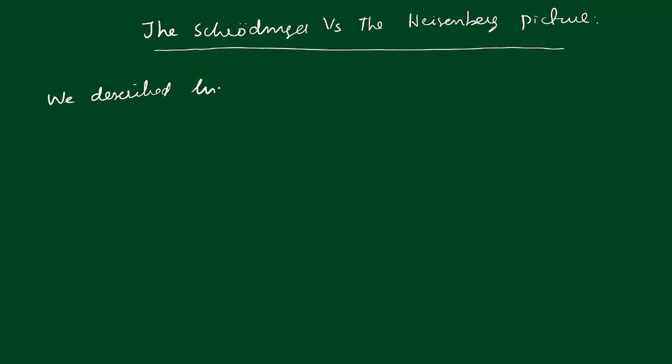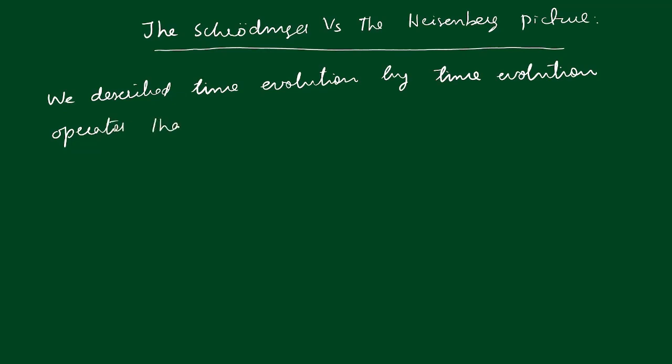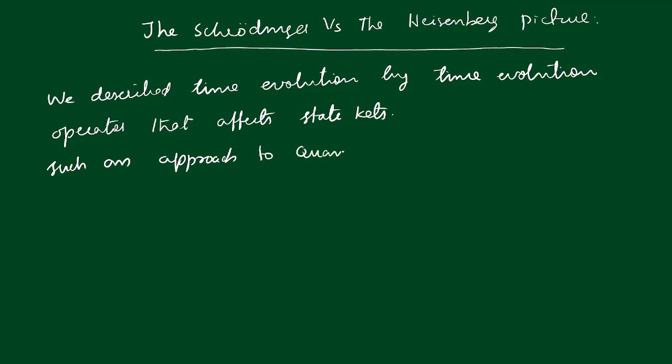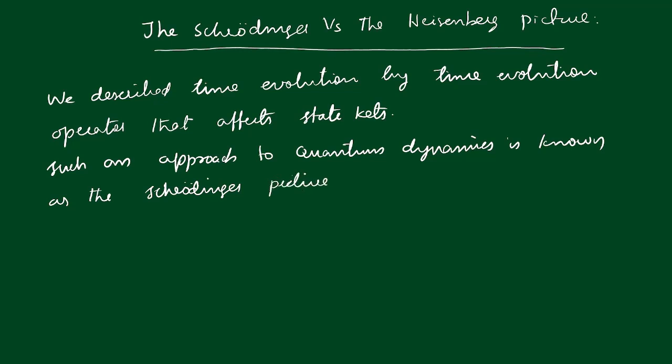We described time evolution by considering the time evolution operator that affects state kets. So far, we have studied the time evolution operator affecting state kets. Such an approach to quantum dynamics is known as the Schrodinger picture.